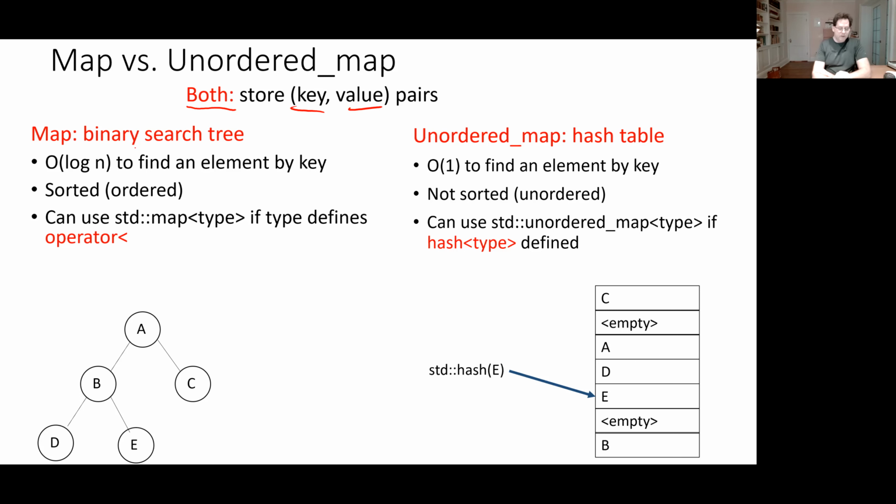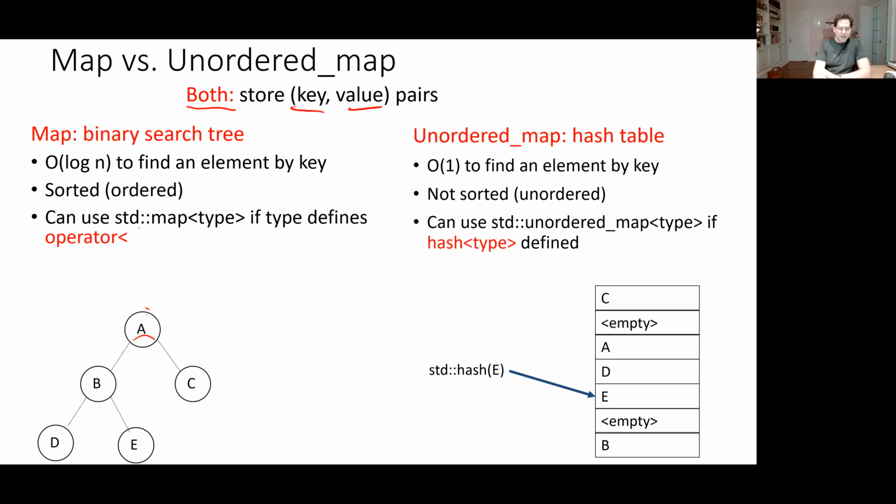So map is a binary search tree. So it looks like what I've shown you here. And it's order log n to find an element by key. It's sorted. Here I'm just labeling the nodes. I should probably actually put this in alphabetical order. So don't think of these as strings, just think of them as labels.